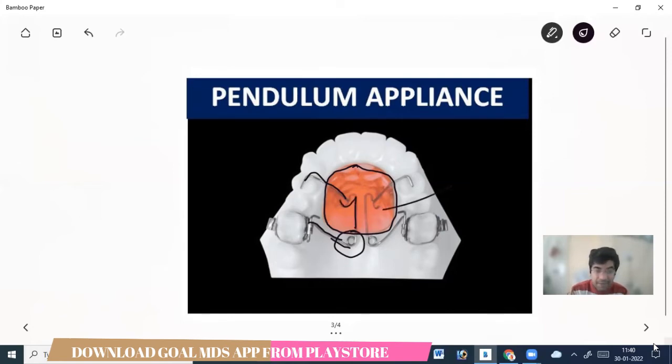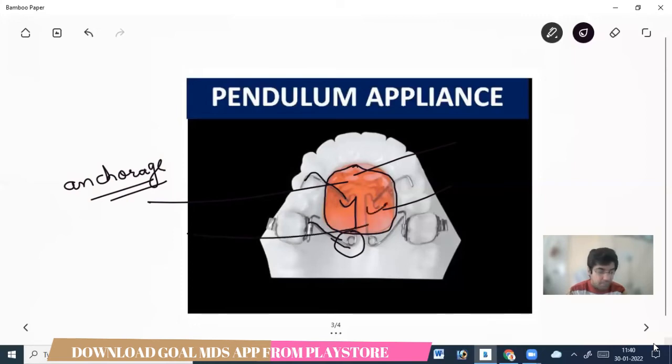Now, what is the use of this Nance anchorage? It has a large Nance acrylic button in the palate. Its purpose is for anchorage. What is the use of the TMA spring? Well, that spring will deliver light continuous force to the palatal aspect of the maxillary first molar.